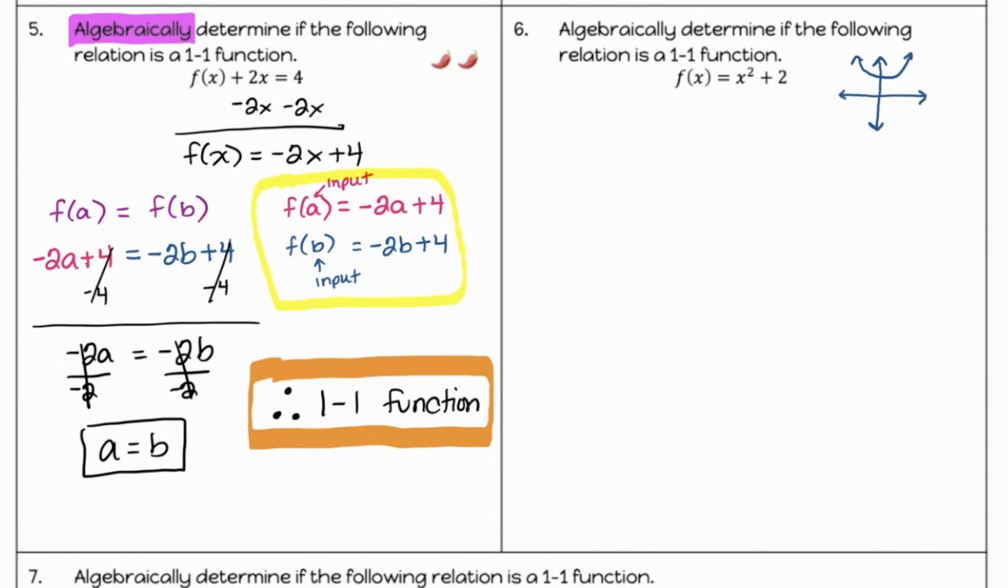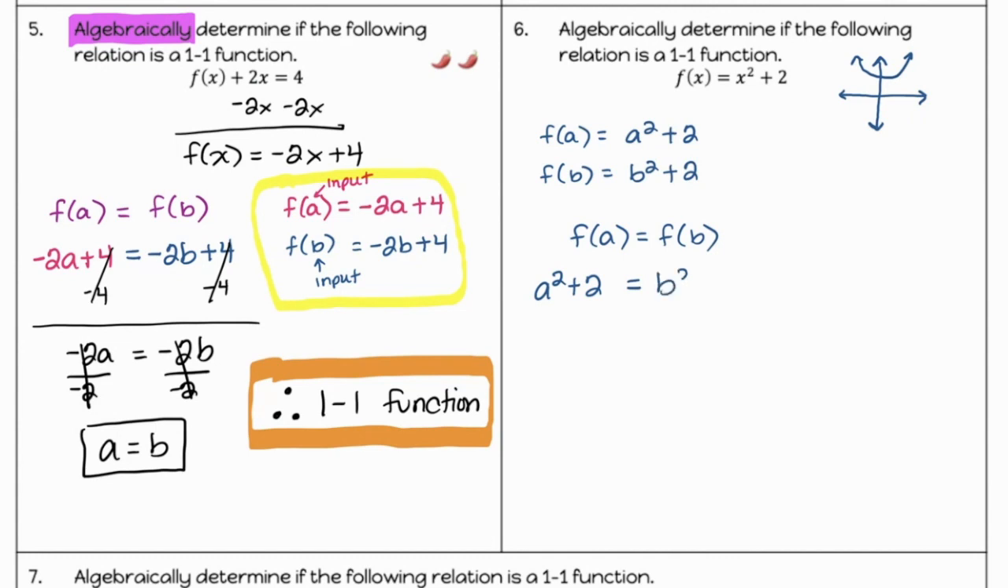So I am going to do my f of a and my f of b piece. So f of a in this case would be a squared plus 2. F of b would be b squared plus 2. Again, don't forget, you're just replacing the original x's. I'm going to set myself up. If this is a one-to-one function, then I have to start with f of a equals f of b. I'm going to substitute. F of a is a squared plus 2. F of b is b squared plus 2. I'm going to solve for a equals b. That's my goal. I want to get there. So let's see what happens.